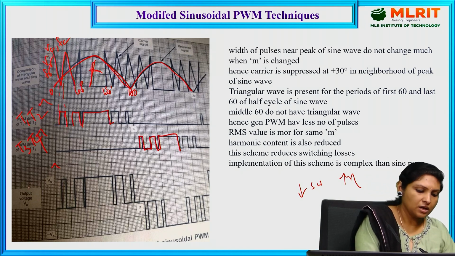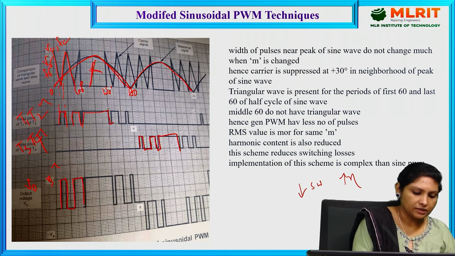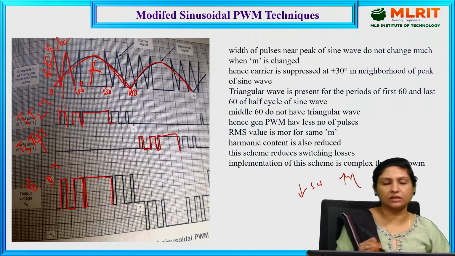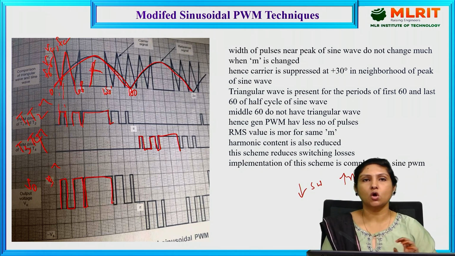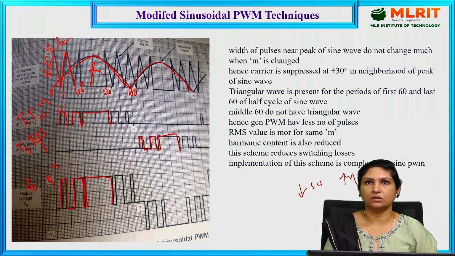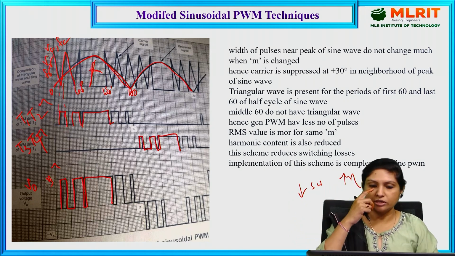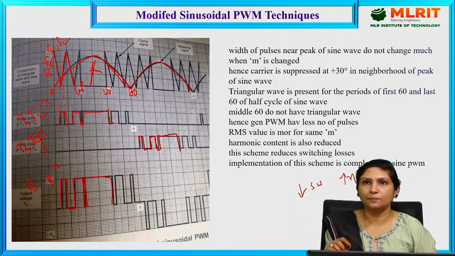And this is the inverter output with magnitude Vs, and these transistors will be triggered accordingly. And this is nothing but the output voltage of the respective inverter. And as I already told you, the width of the pulses near the peak of the sine wave does not change much when the modulation index is changed.